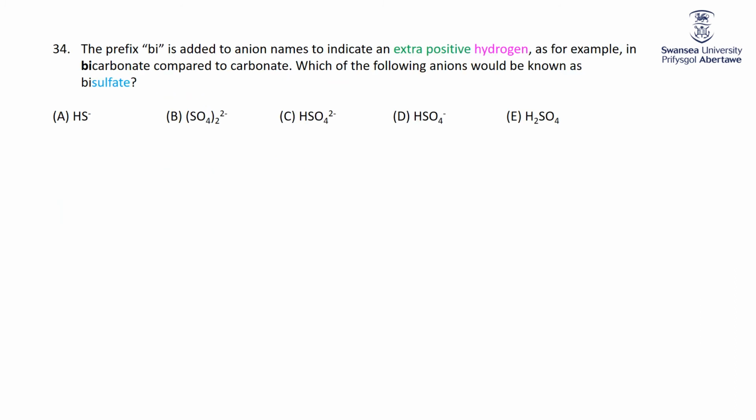The prefix bi is added to anion names to indicate an extra positive hydrogen, so bicarbonate compared to carbonate. Here the anion is known as bisulfate, where sulfate is of course SO4 2 minus. For bisulfate we need an extra positive, so that would be SO4 minus, but then an extra hydrogen, so HSO4 minus. D.